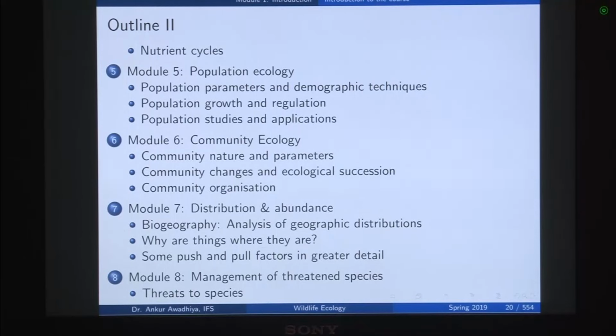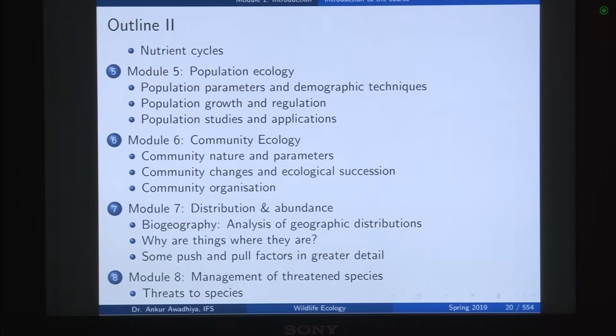Now, the seventh module is about distribution and abundance. So, we have biogeography, that is the analysis of geographic distributions. Next, we have why things are where they are, what are the factors that regulate this distribution and abundance, and we will have a look at some push and pull factors in greater detail. The eighth module is management of threatened species.